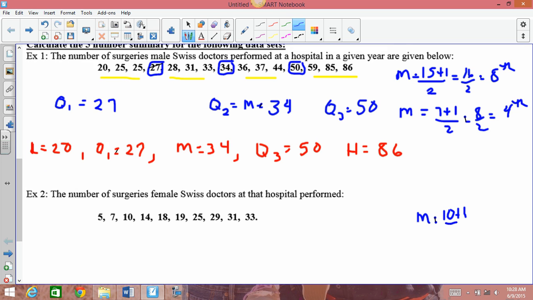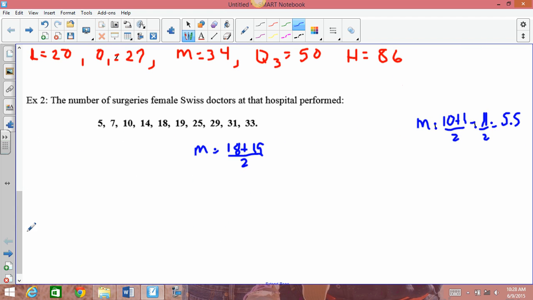So I do 10 plus 1 divided by 2. That's always the number of data points, add 1, divide by 2. That gives you 11 divided by 2. That gives you 5.5. So then we know that our median is between the 5th and 6th numbers in my list, so between 18 and 19 here. So I do 18 plus 19 divided by 2, and that gives me 18.5. So there's my median. This would be a case that we talked about before where you want to insert it. Put that 18.5 in there, and now you can see I have 5 numbers below and 5 numbers above.